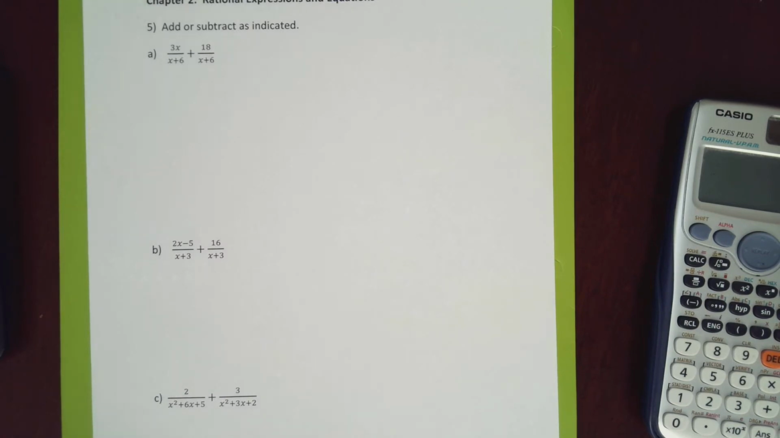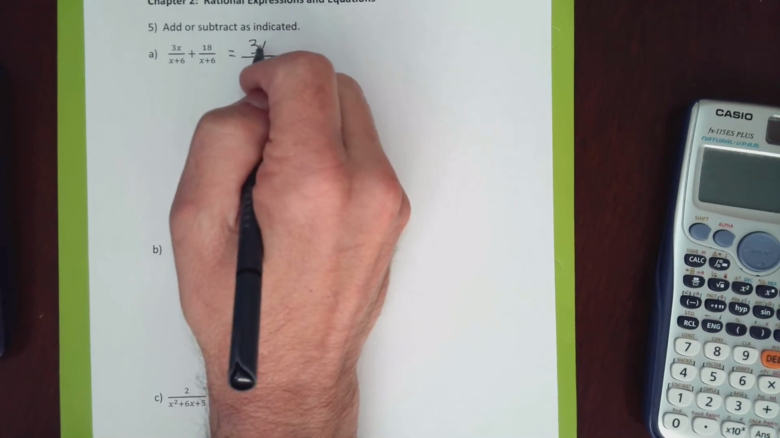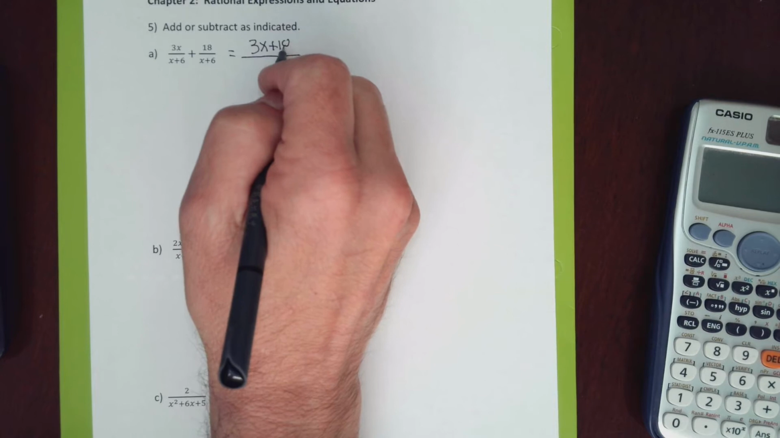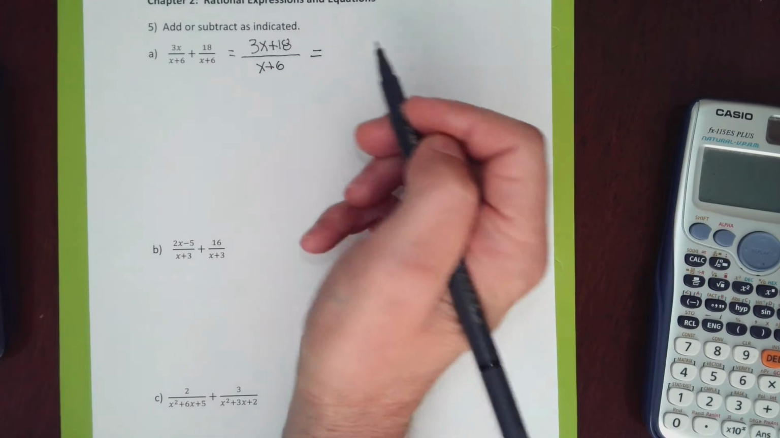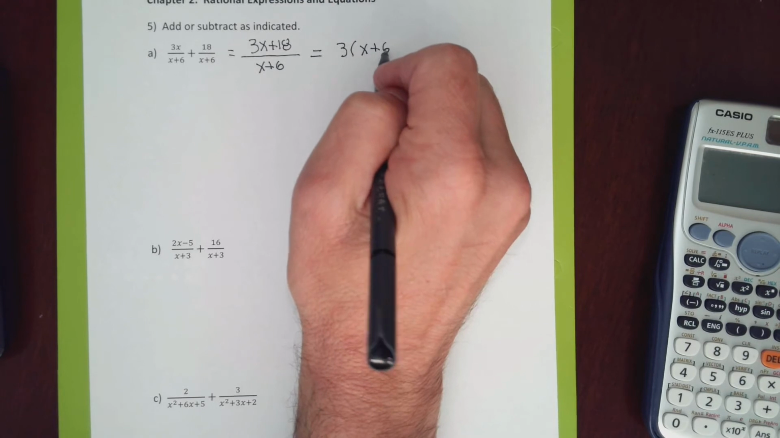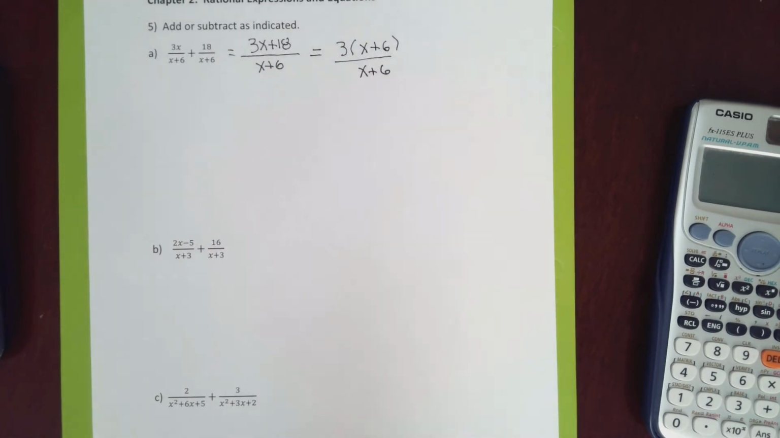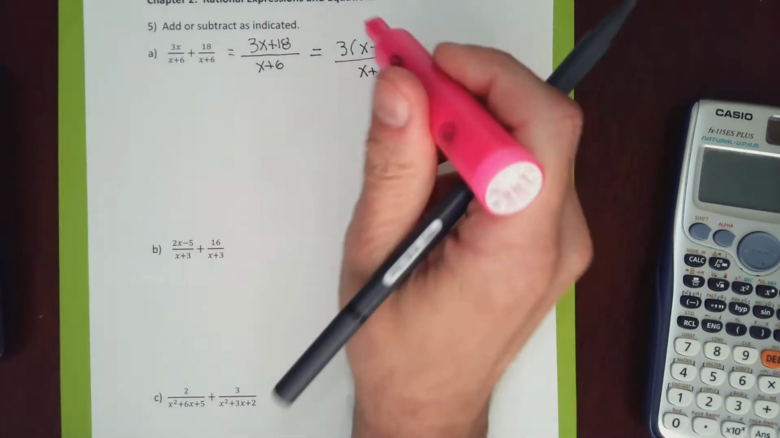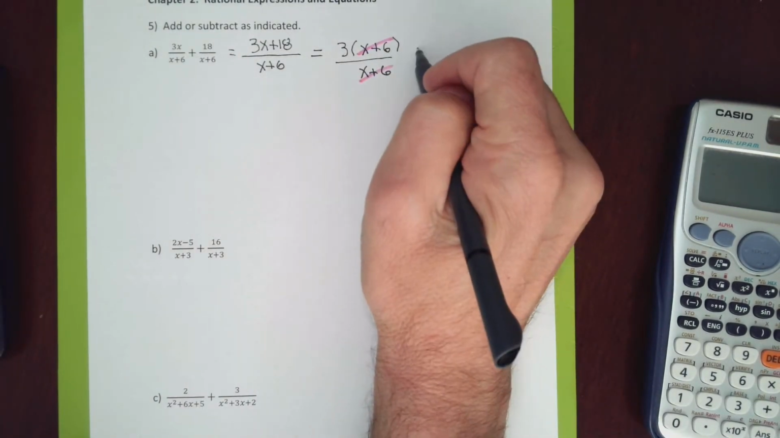The bottom problem, I don't have a common denominator, so I'm going to need to factor the denominators and get the denominators the same. The first problem, I'm just going to write the two numerators together in a fraction. I'm going to factor out the common factor of 3 in my numerator. And then I'm going to cancel the x plus 6's. My answer won't need to be a fraction because I've canceled everything in the denominator. The answer to 5a is just the number 3.